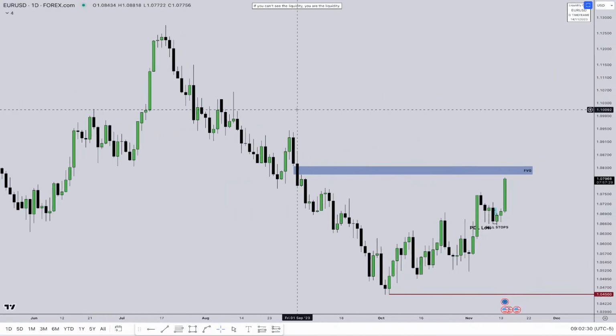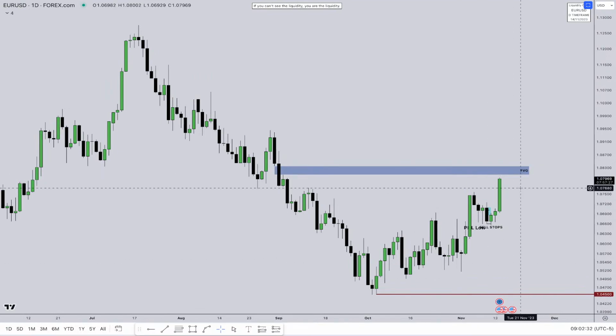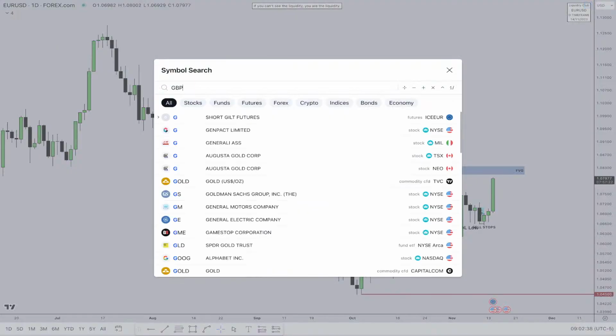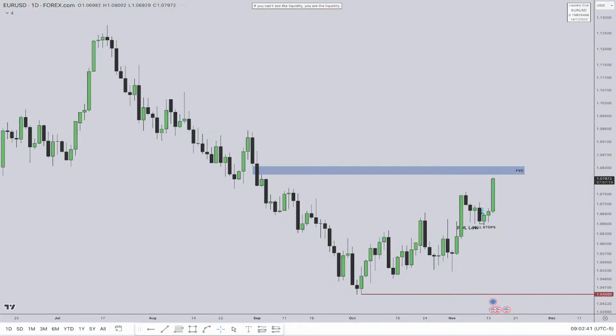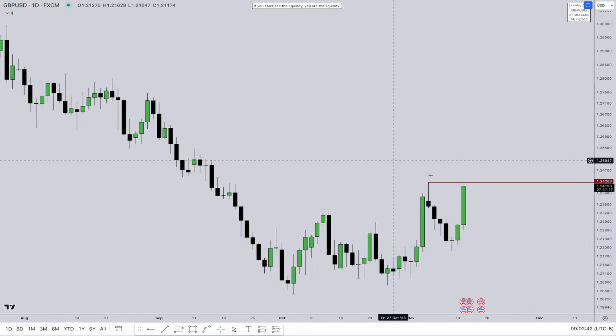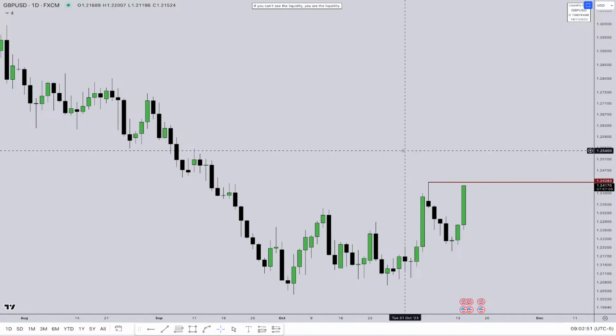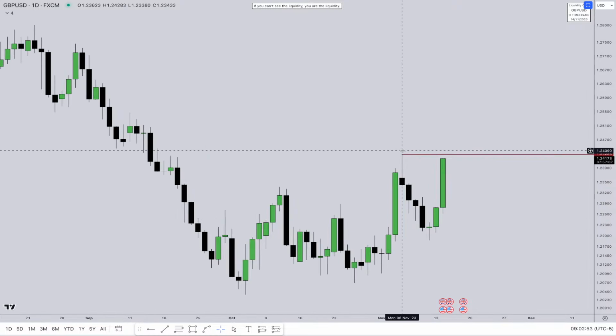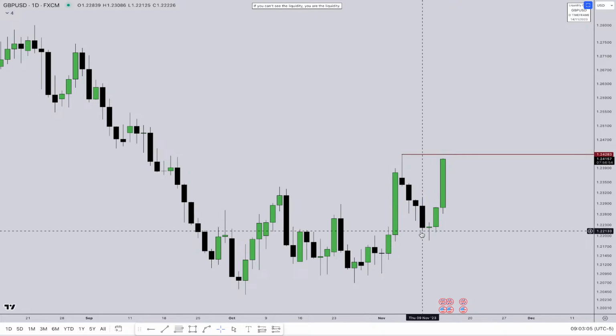Price is approaching the fair value gap on euro. It's also approaching the buy side liquidity here on pound. Now, if it takes out this high, listen to what I'm saying closely. If price takes out this high, I'm not going to be expecting price to take out the low that was created on euro.